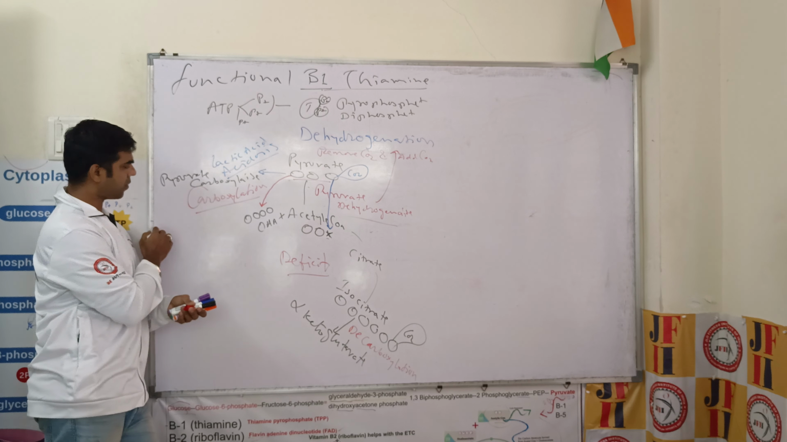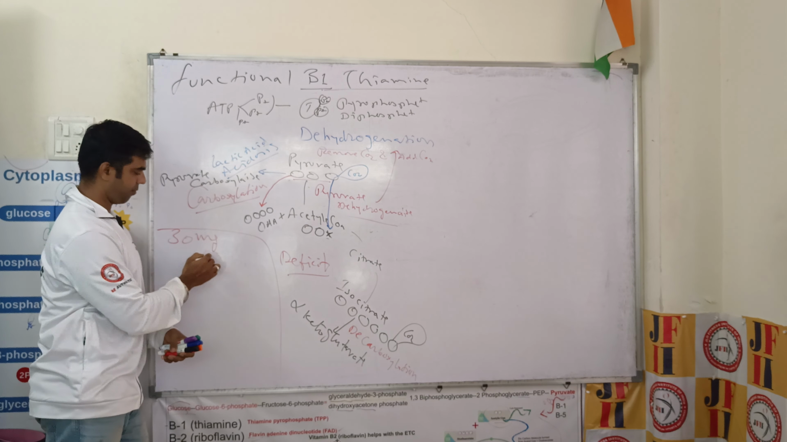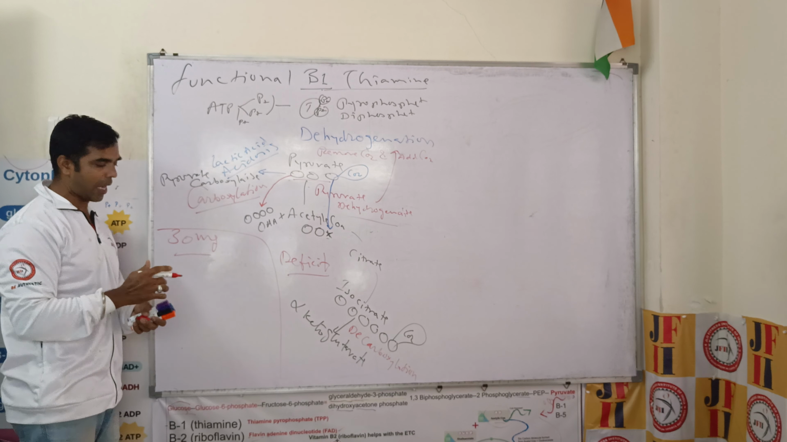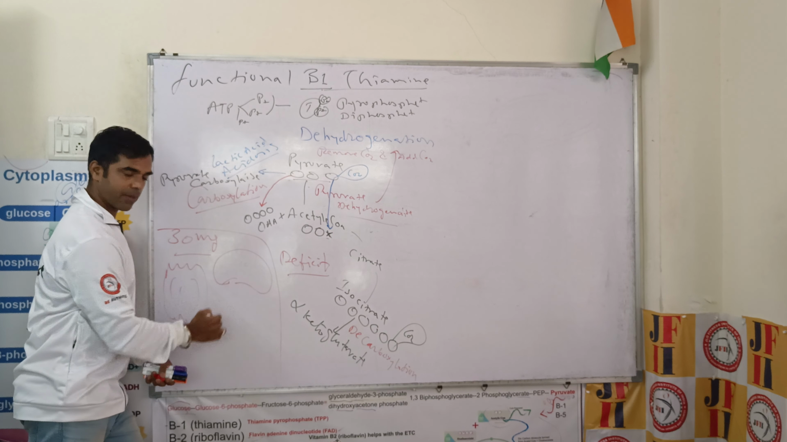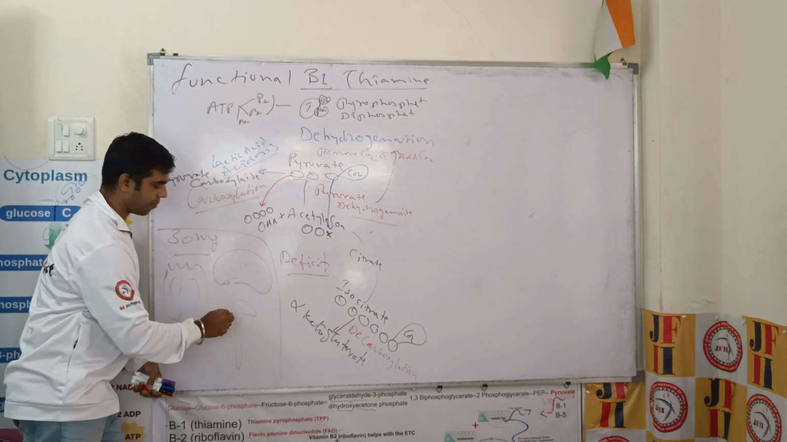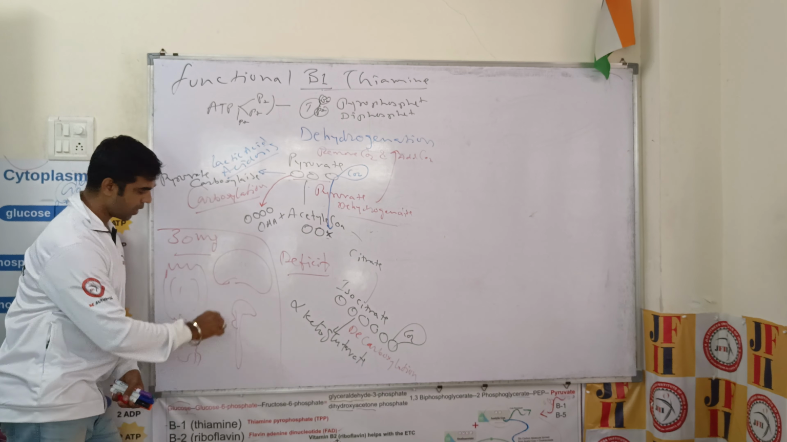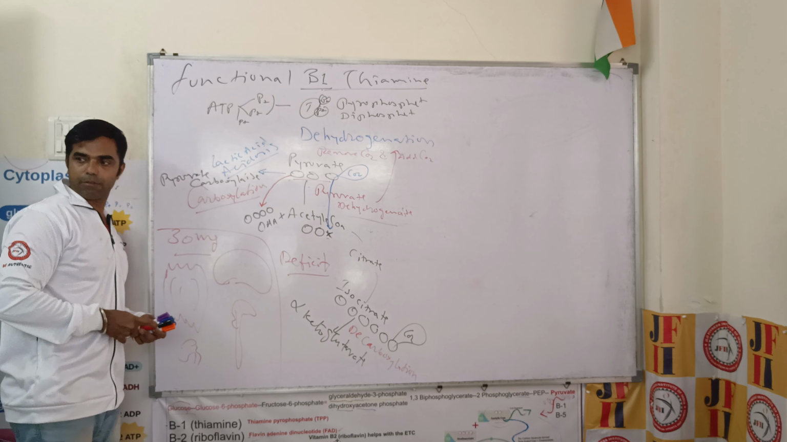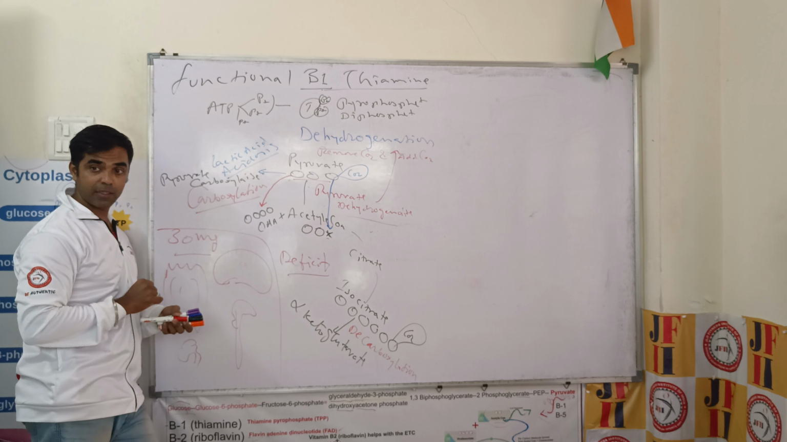You are supposed to have somewhere around 30 milligrams. Your body stores it. Where is it stored? In muscle, then liver, then central nervous system, then your kidney. So some organs love to store this B1.